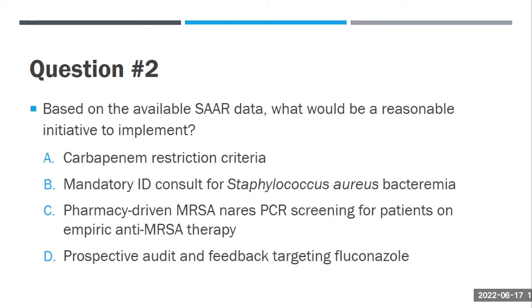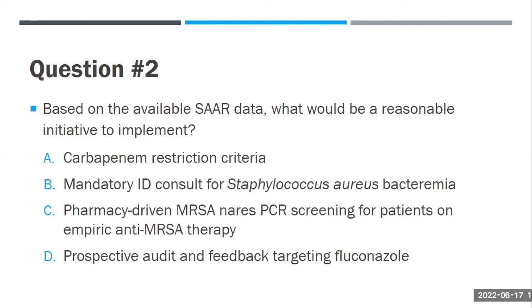What about C, a pharmacy-driven MRSA NARES PCR screening policy for patients that are on empiric anti-MRSA therapy? Or D, prospective audit and feedback targeting fluconazole. And so we did see from some of those, right, that prospective audit and feedback can be an effective strategy. So what do we think?